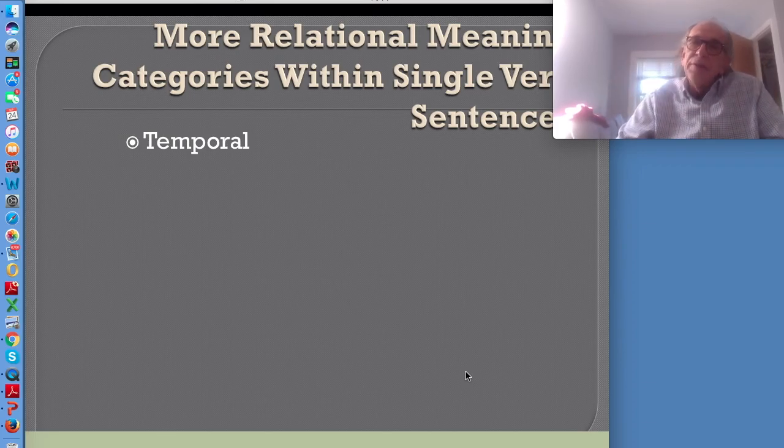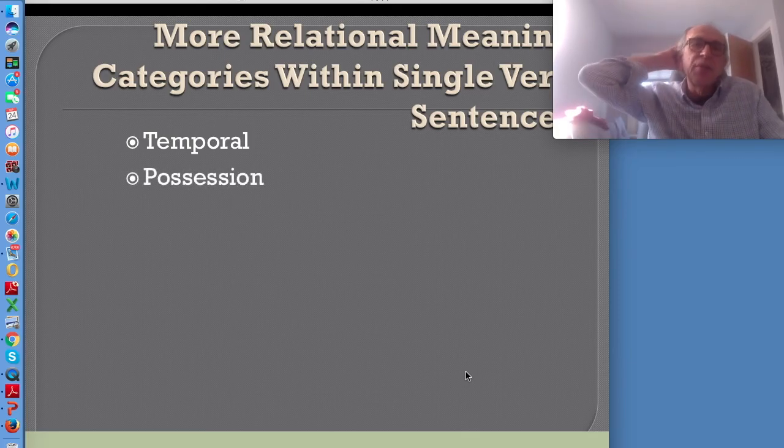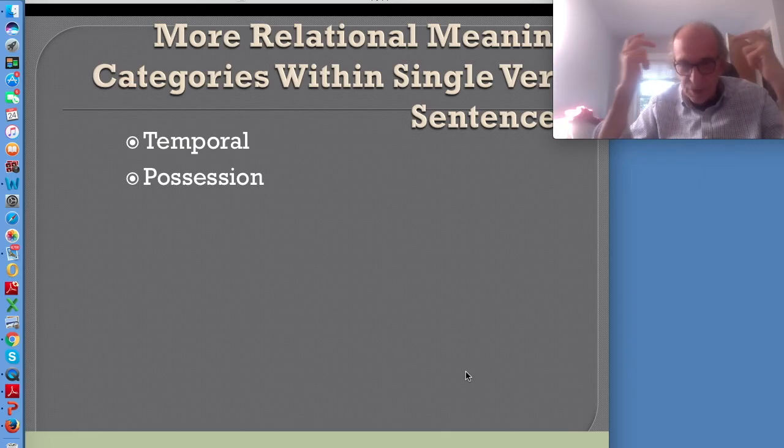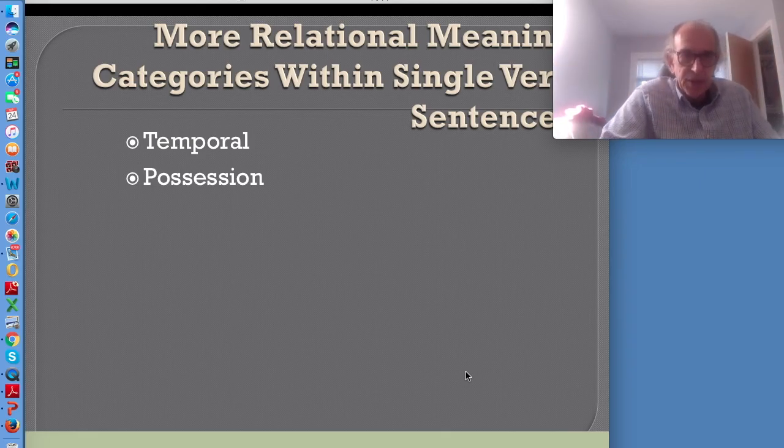So temporal relationship is often explicitly expressed in sentences, and that's another content category that we'll find in sentences. Possession, that is my hat, a relationship between the hat and the owner. Or a sentence like I have a hat, the verb have typically codes possession. And that's a possessive relationship between myself and the hat. I was going to say my personal head, but what can I say?